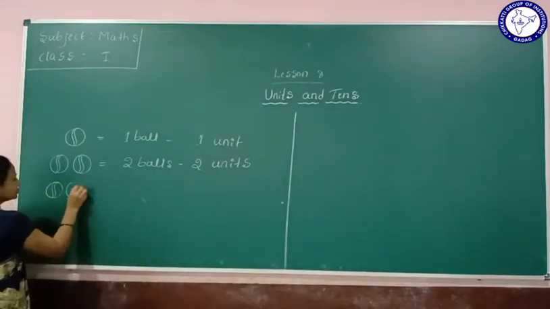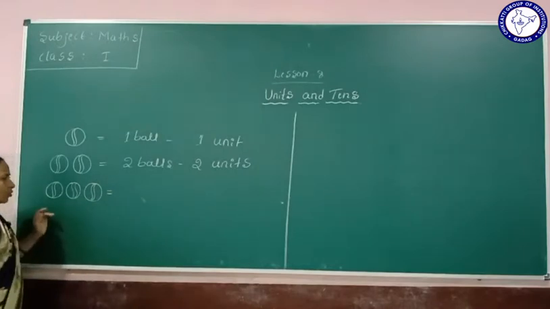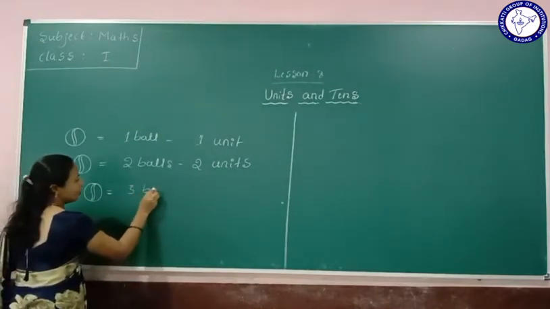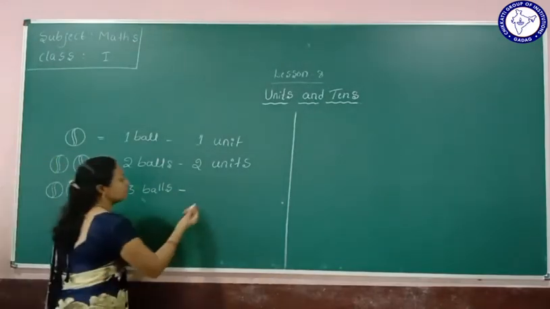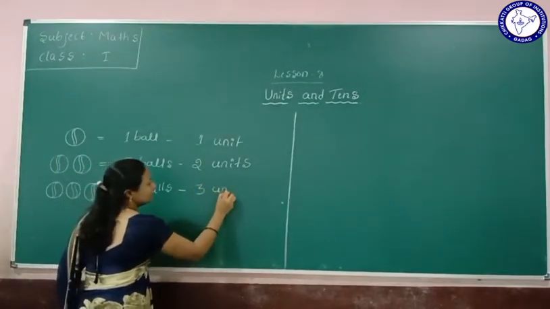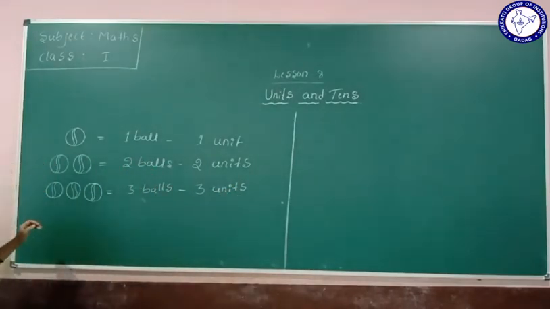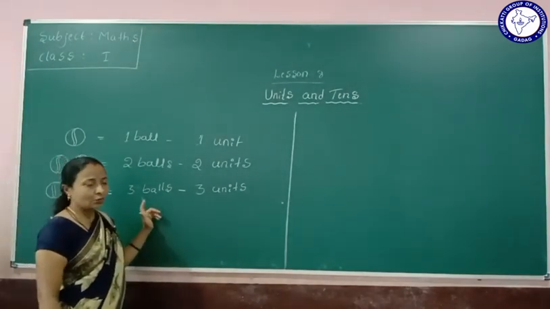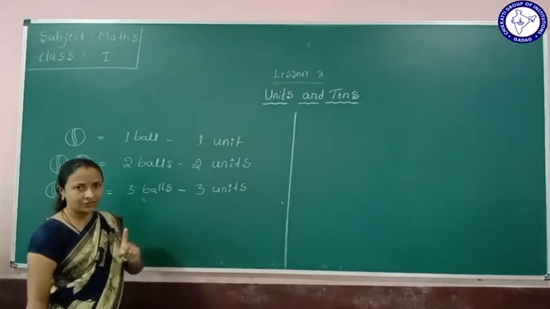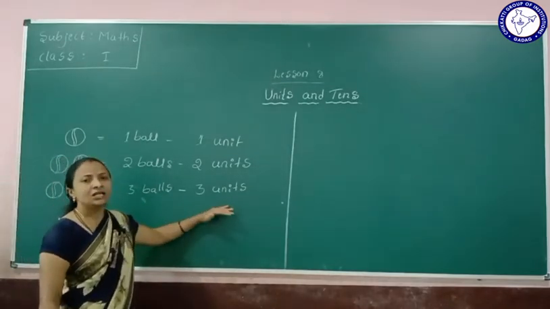1, 2 and 3. So I'll take 3 balls. I'll write here the 3 balls. Okay. 3 balls, we can consider here, 3 balls means 3 units. Yes, we can consider it as 3 units. So again I'll repeat here: one thing, one ball, equals 1 unit. Yes, like here 3 balls equal 3 units.